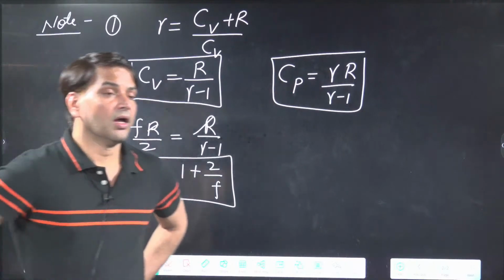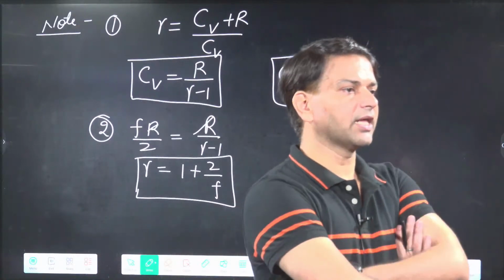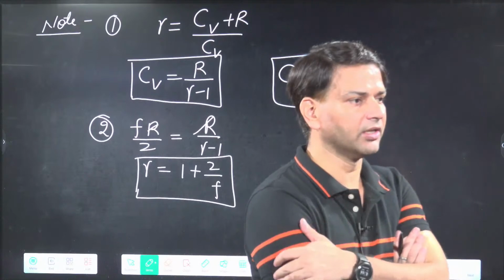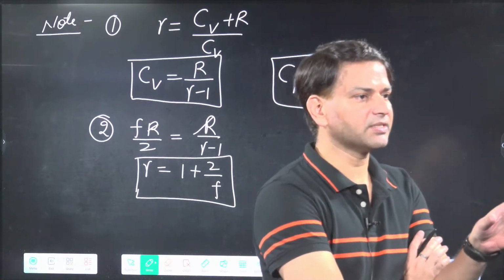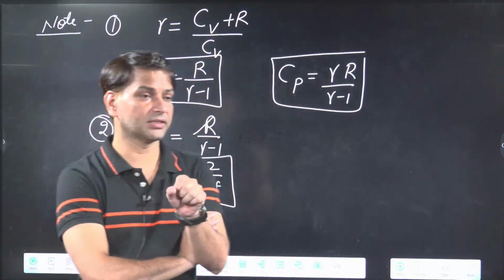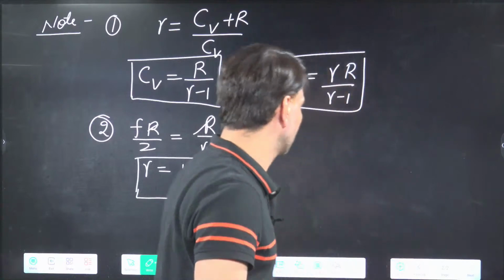Okay. So suppose a problem says diatomic gas and they are asking for Cv. They say diatomic gas, but in the bracket they have given gamma. Okay, so like an example you can write.